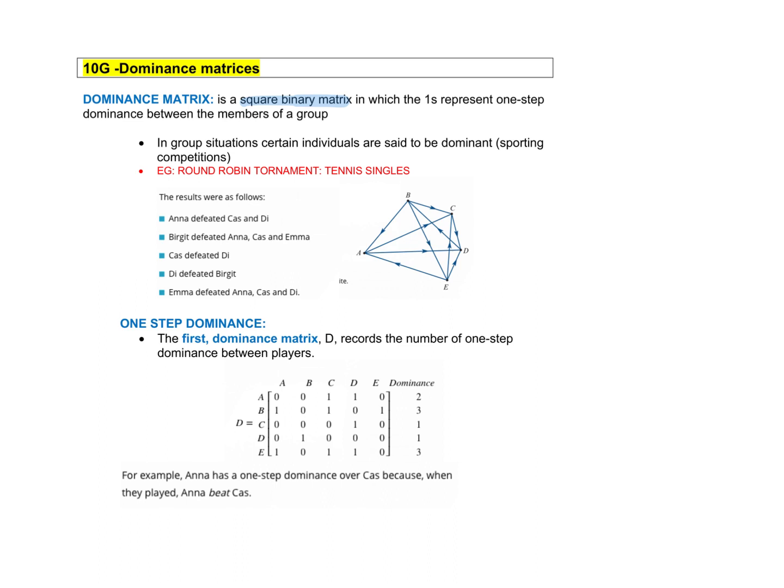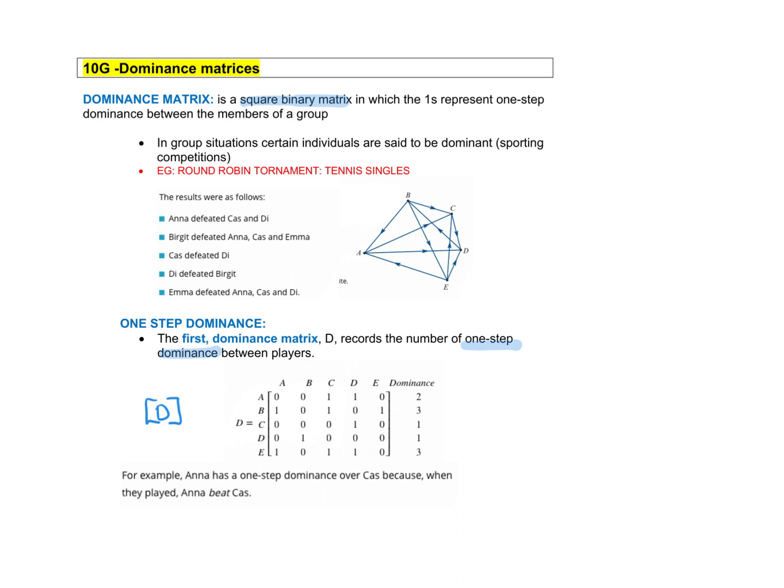So it's like the 2-step communication, but it's dominance. With communication it can go both ways. With dominance, it will only go one way, where only one person will beat the other. So we call the first matrix, the 1-step dominance, the D matrix.